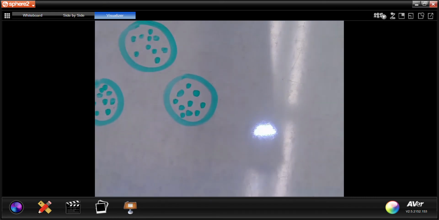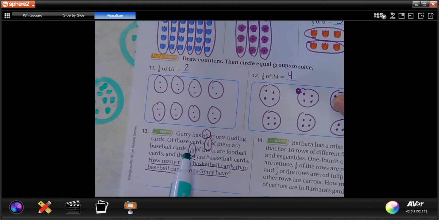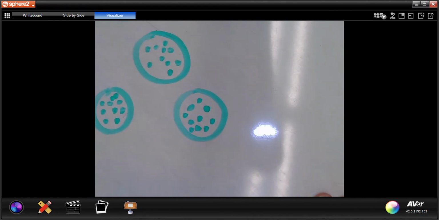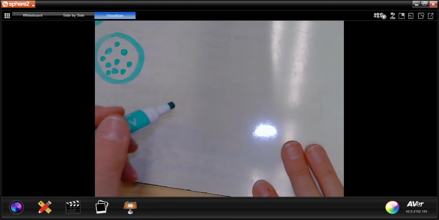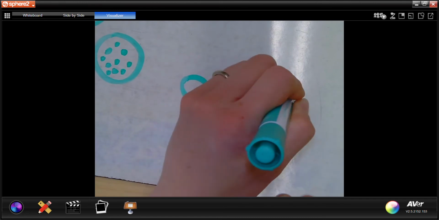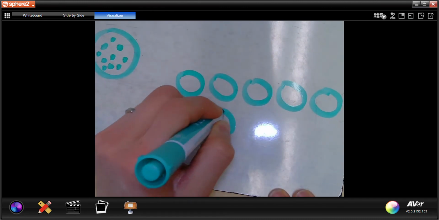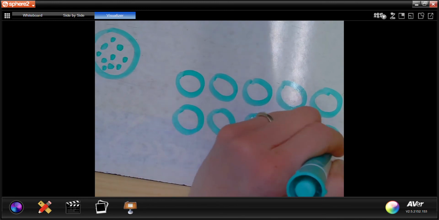Okay, so there's our football. So then we know that we need how many groups? For football cards, we need 10 groups. So we're going to go over here. We're going to make 10 groups. 1, 2, 3, 4, 5, 6, 7, 8, 9, 10.